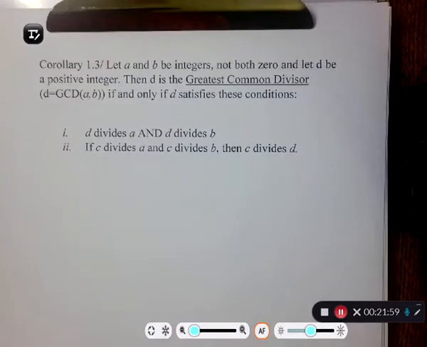Now, a couple of things you should realize when looking at this. Number 1, I want to talk about this idea of if and only if. Okay?